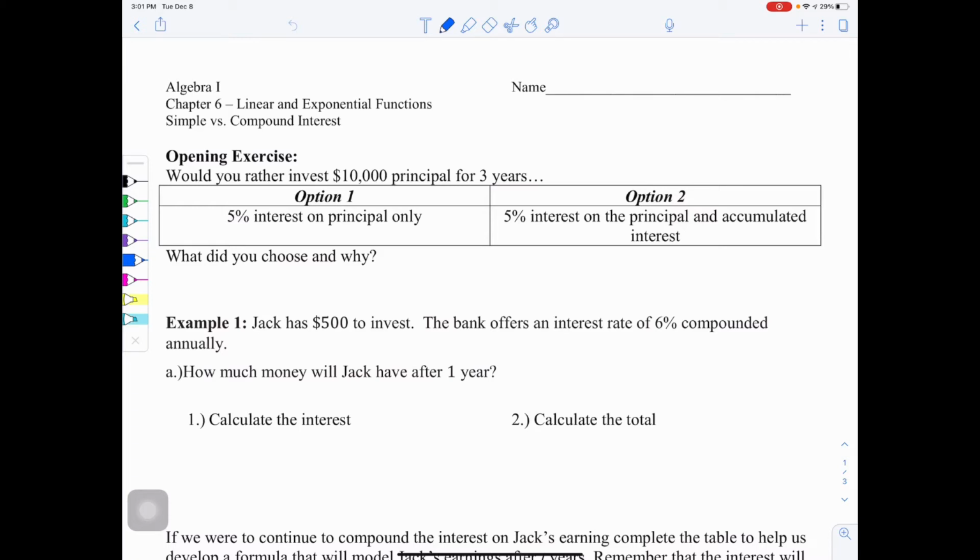Today's lesson is called Simple versus Compound Interest. Please start with the opening exercise. I would like you to pause the video, and when you're ready to check your answer, please resume.